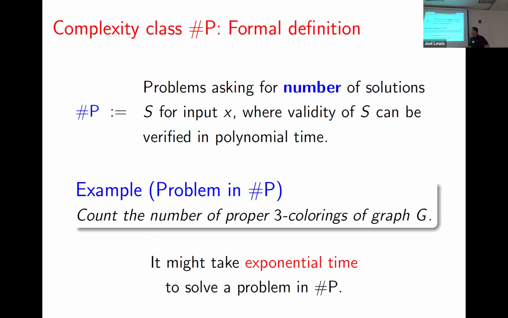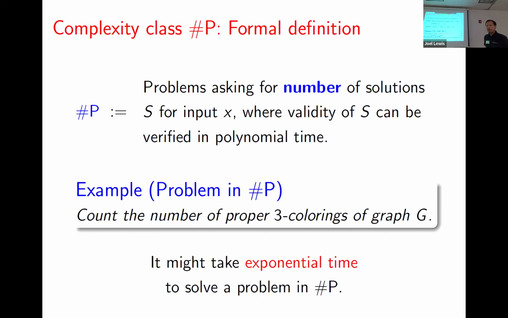For example, a problem in sharp P would be counting the number of proper tree colorings of a graph. By the way, one of the common misconceptions about sharp P is that some people confuse it with FP, which is the class of problems solvable in polynomial time. While for sharp P, it is possible that counting this number will take exponential time. In fact, for the number of proper tree colorings of a graph, if you believe in the exponential time hypothesis, which many people in computer science do, then it will take at least exponential time to actually compute this number. So it is not polynomial time. It's not just about whether you can verify the solution in polynomial time. It's a bit higher than that.